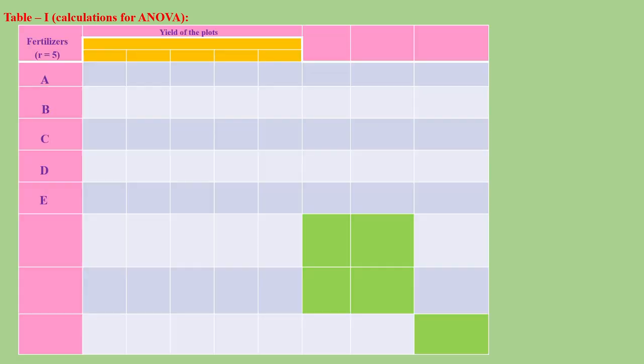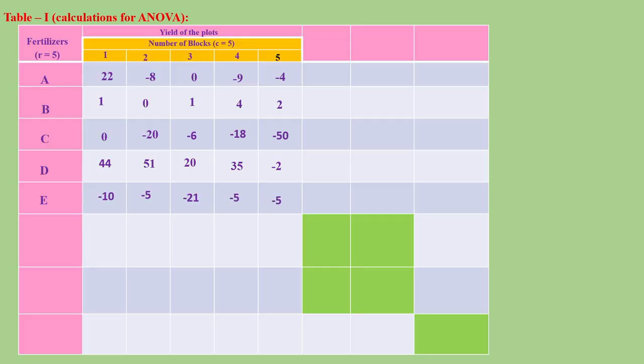Now calculation for ANOVA table. So write first the table of yields, then the revised data, after shifting the origin. First row total 1, second row total minus 94, third row 148, fourth row minus 29, and last row minus 46. Similarly column totals. First column total 58, then 12, and minus 10. So vertically you are adding the numbers. Fourth column minus 11, and fifth column minus 69. Then the grand total G is equal to minus 20.